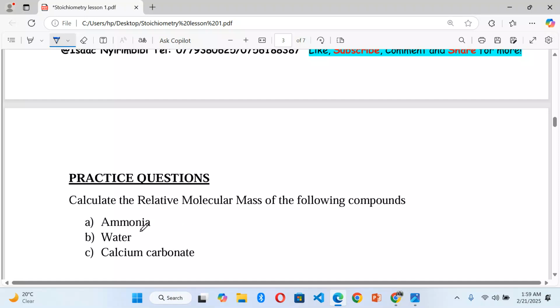Part A, ammonia. Part B, water. Part C, calcium carbonate. I want you to follow the steps, the 2 steps we have looked at up there, and we get the answers for this.